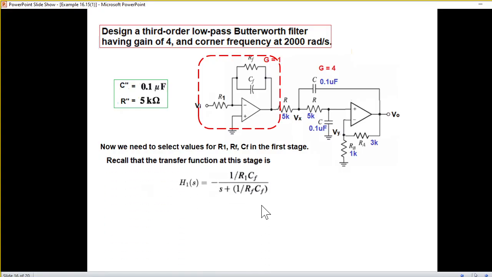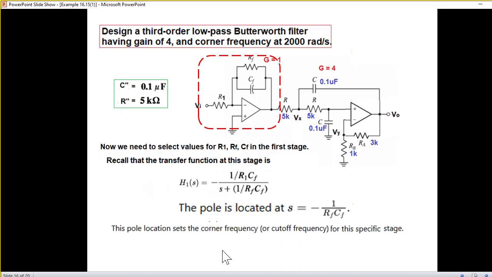This is the transfer function of the first stage. This is an inverting amplifier, so negative sign. And from here, we can locate the pole. From here, putting equal to 0, this will be our pole. The pole location sets the corner frequency or the cutoff frequency of this specific stage. So this will be the cutoff frequency of first stage. From here, we just take 1 over RFCF.